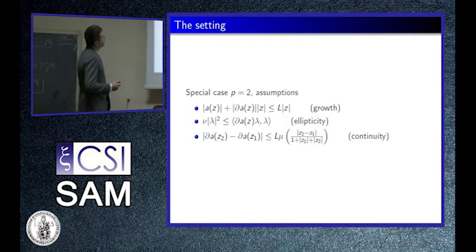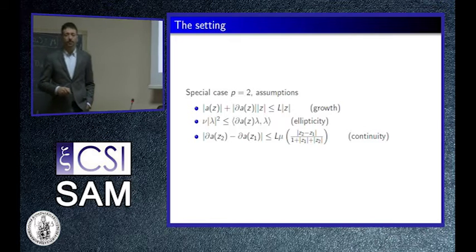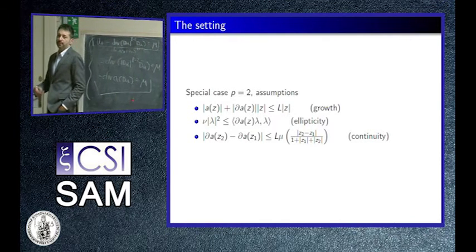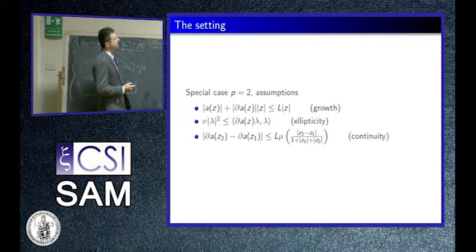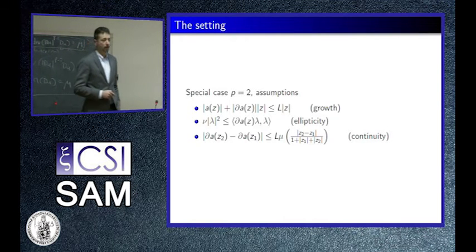Okay, so I will consider now these assumptions, which are the usual assumptions, but this one is slightly stronger, that's the continuity with respect to the first derivatives. And this essentially is natural because it serves to linearize. But these are essentially the assumptions that we considered before for the p equals 2 case.